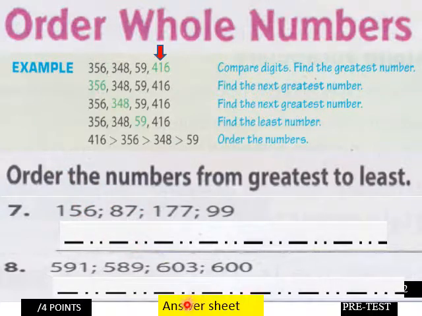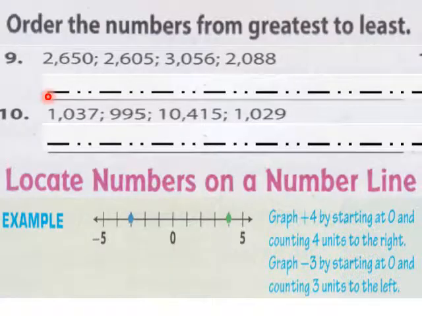You can use a separate sheet of paper for this. Staple that to your pretest. This is just to let teachers know where you're at. And then same thing here. Order these lists of numbers from greatest to least, and for 10 as well.